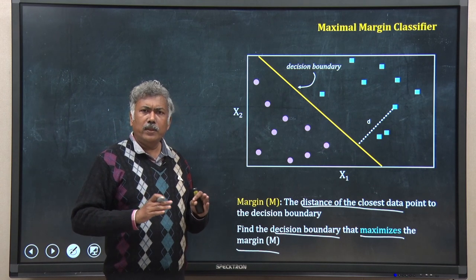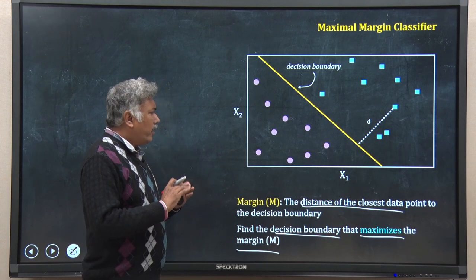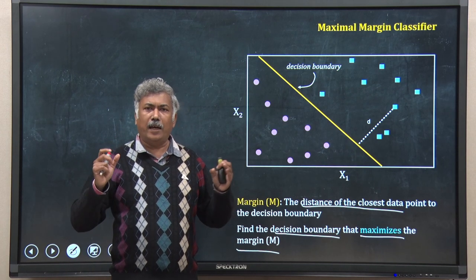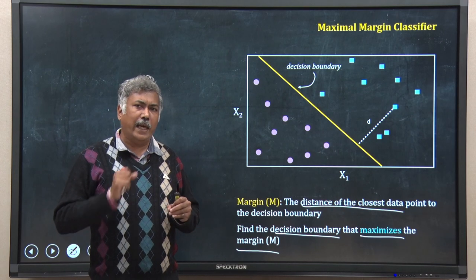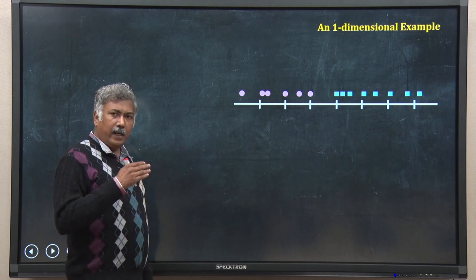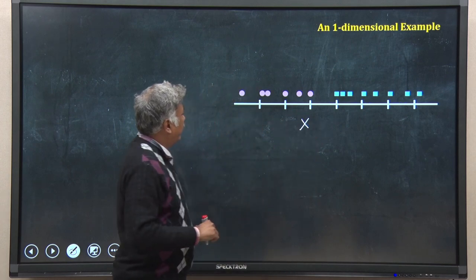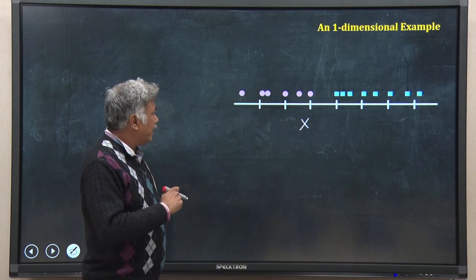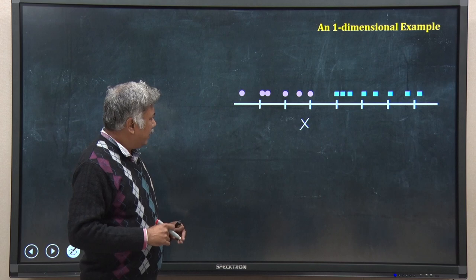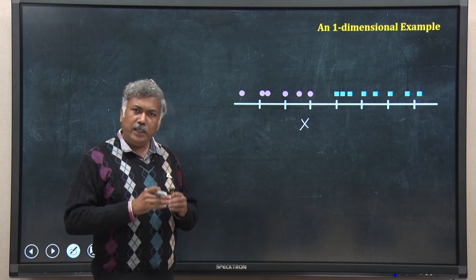Now, the algorithm uses linear algebra and is quite an efficient way to achieve this. I will not go into the detailed mathematics of that, but I will use a one-dimensional example to understand the consequence of this algorithm. So, suppose I have one-dimensional data and in this case, I have only one feature, called x. Again, the pink dots are negative class data and the blue squares are the positive class data. This is my training data set. I want to use the maximal margin classifier to classify this in binary fashion.